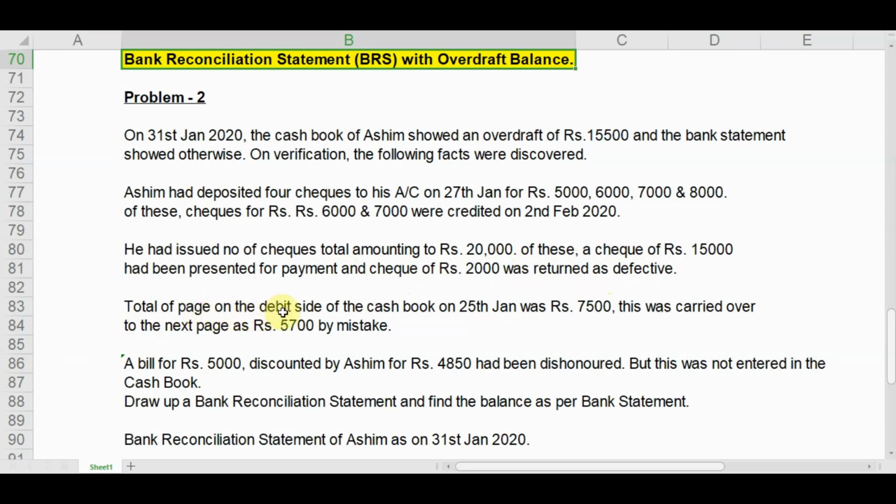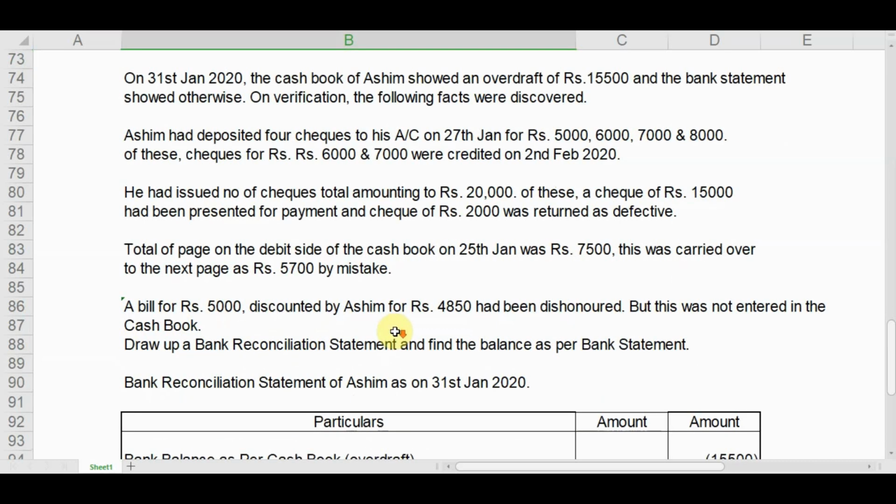The total of the page on the debit side of the cash book on 25th January was rupees 7,500. This was carried over to the next page as rupees 5,700 by mistake. A bill for rupees 5,000 discounted by Ashim for rupees 4,850 had been dishonored, but this was not entered in the cash book. Draw up a bank reconciliation statement and find the balance as per bank statement.